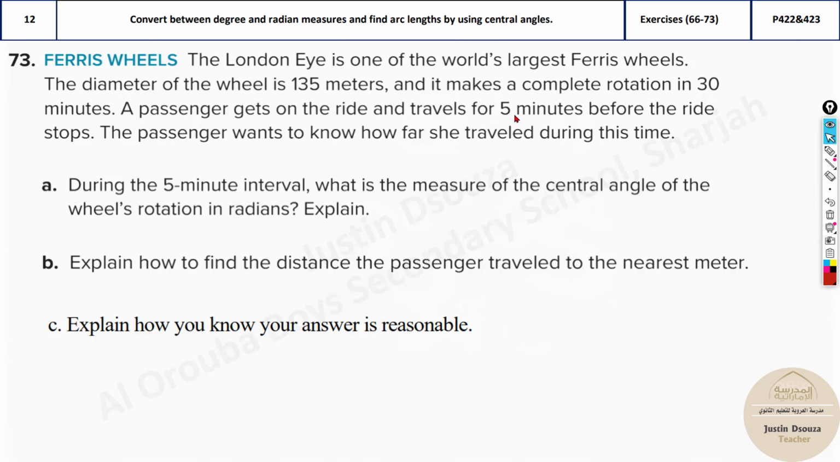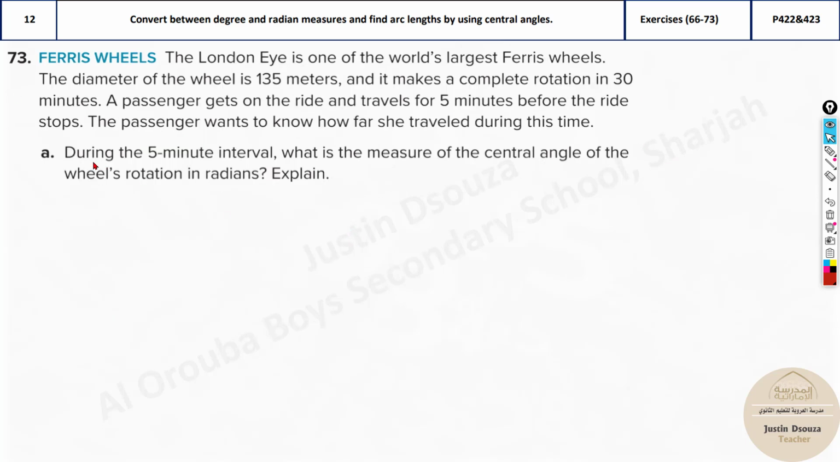A passenger gets on the ride and travels for 5 minutes before the ride stops. The passenger wants to know how far she traveled during this time. Again, it's the same concept as what we have just done. So please try to do it by yourselves and then we will solve it together. Now here there's lots of information given. So what do we need for the first part?